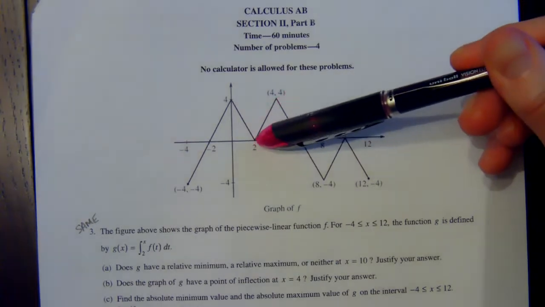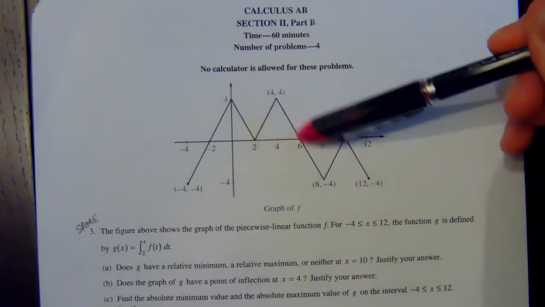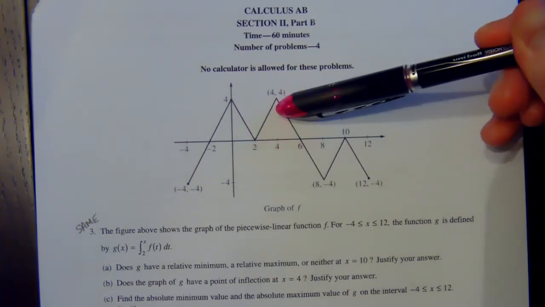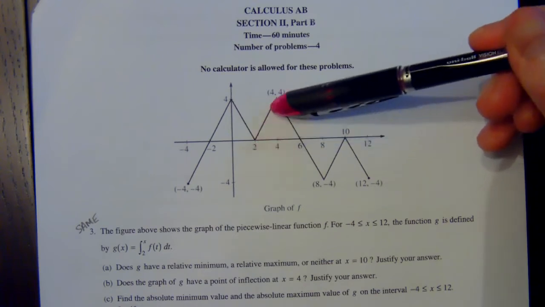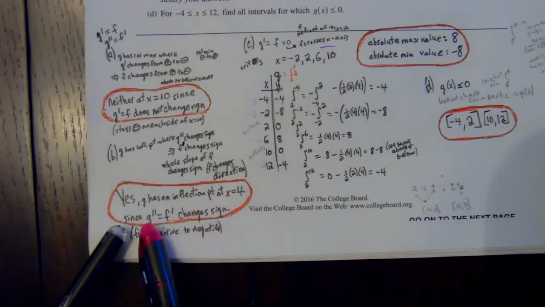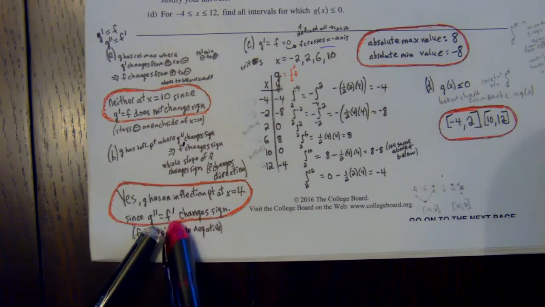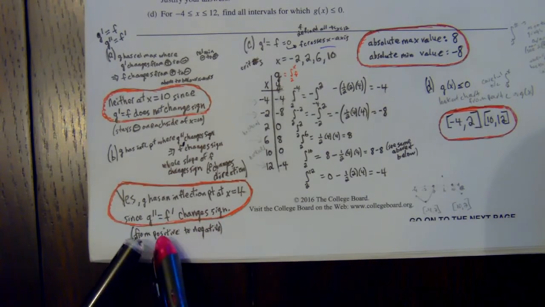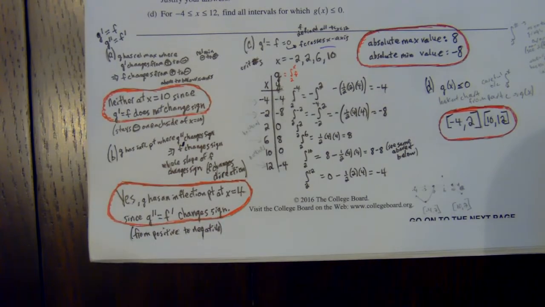But notice how the graph goes from increasing to decreasing. So this graph changes direction at x equals 4. It goes from increasing to decreasing. So yes, G has an inflection point at x equals 4, since G double prime, which is equivalent to f prime, changes sign. It goes from a positive slope to a negative slope, from increasing to decreasing right there.